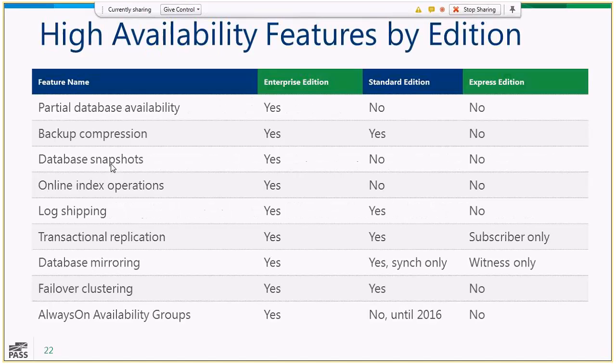So here's just sort of a chart. And by the way, you'll all get a PDF version of this deck. But anyways, here's a chart that highlights some of the more important HA features by edition.